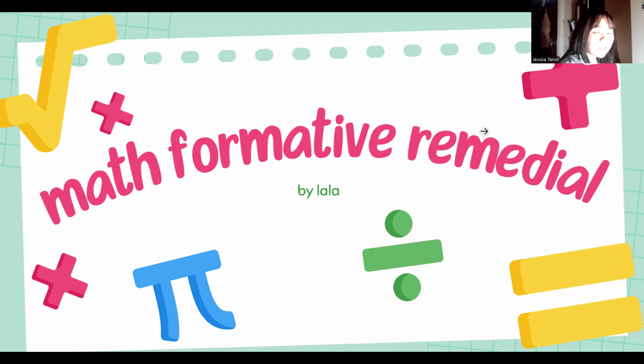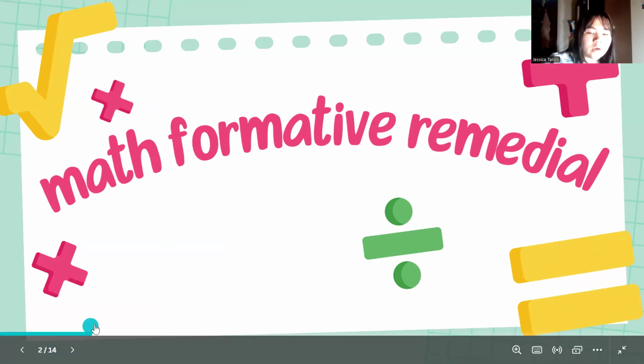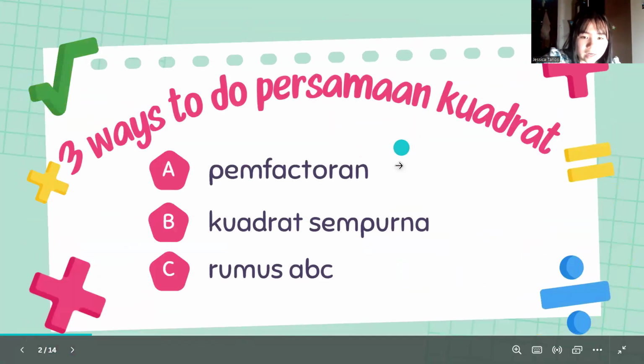And I will be talking about three ways to do quadrat sempurna, which is pemfactoran, quadrat sempurna, and rumus ABC.